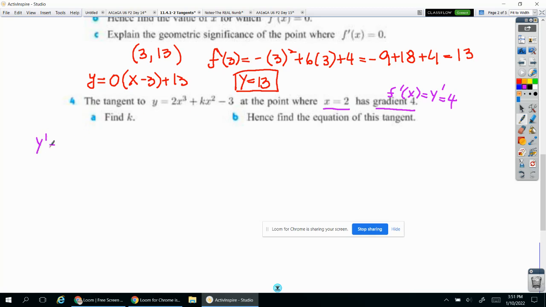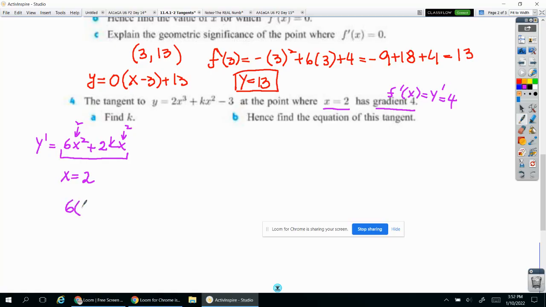So y prime equals the derivative of 2x cubed, which is 6x squared, plus the derivative of kx squared, which is 2kx, and then the derivative of negative 3 is 0. Now we have that this right here is the derivative function, but now we're going to use the information that x equals 2. So we will plug in 2 right here for x, and then we're going to set this equal to 4. So let's go ahead and do that.